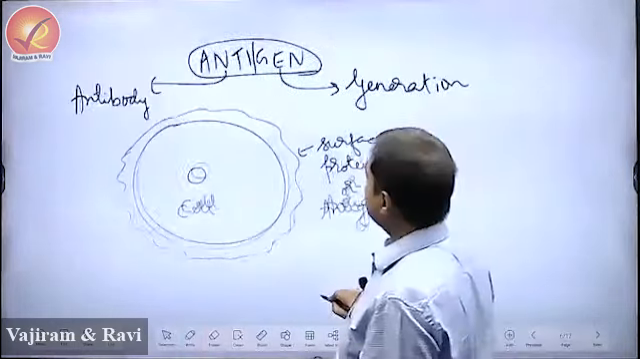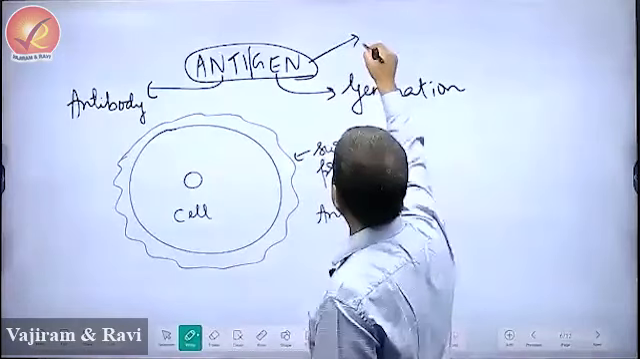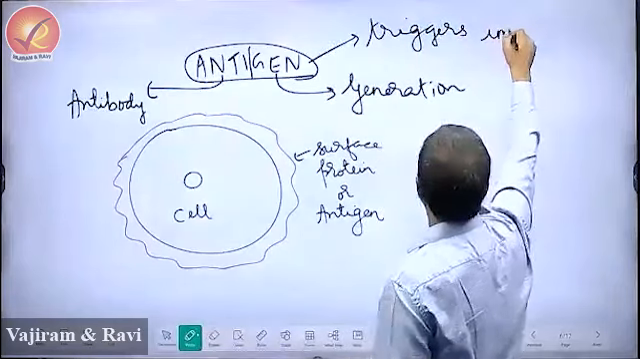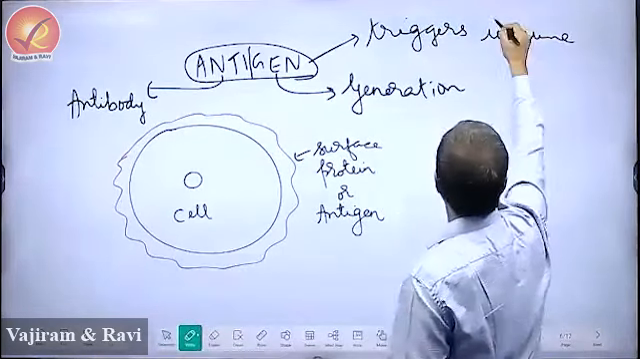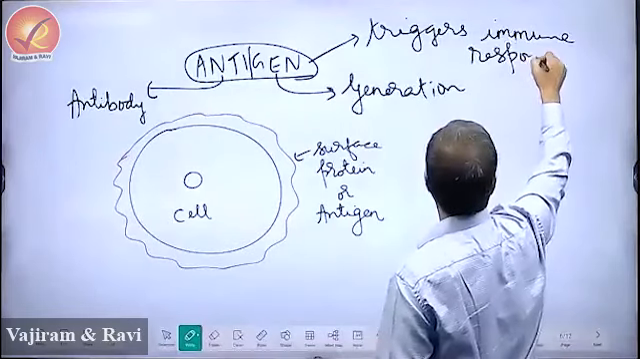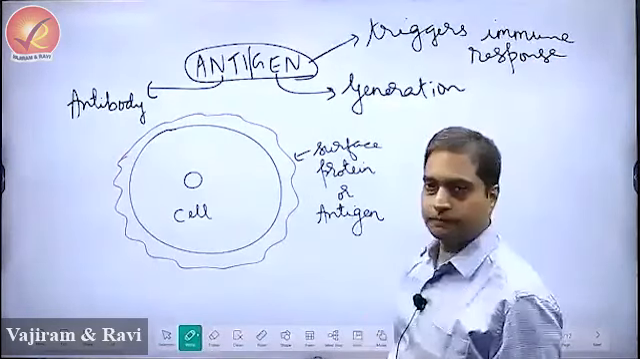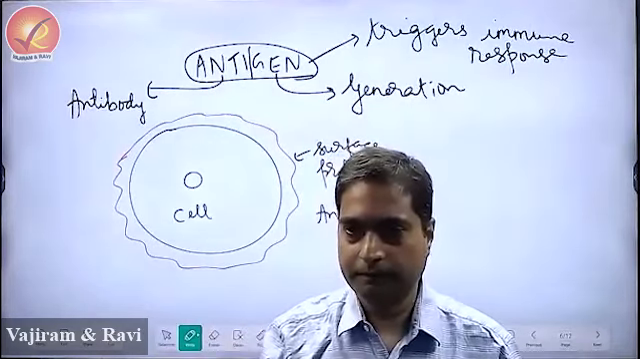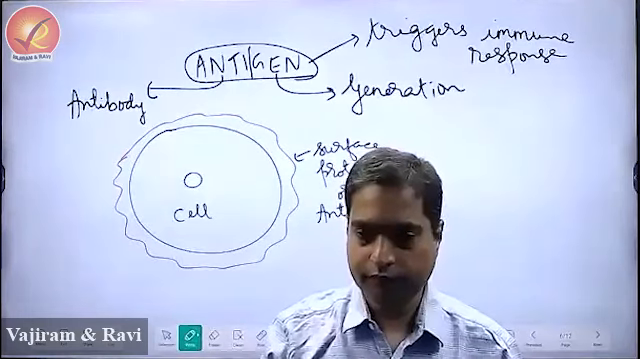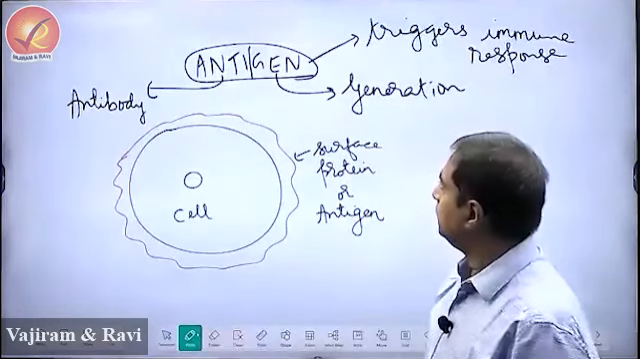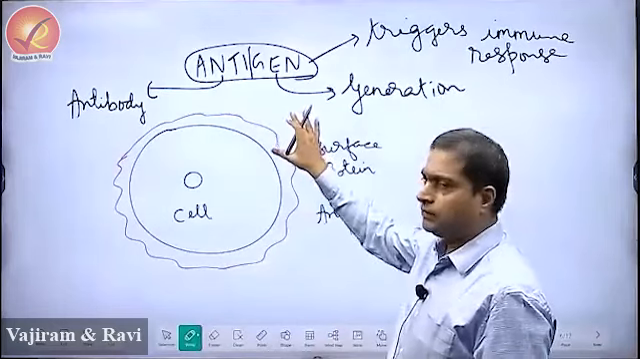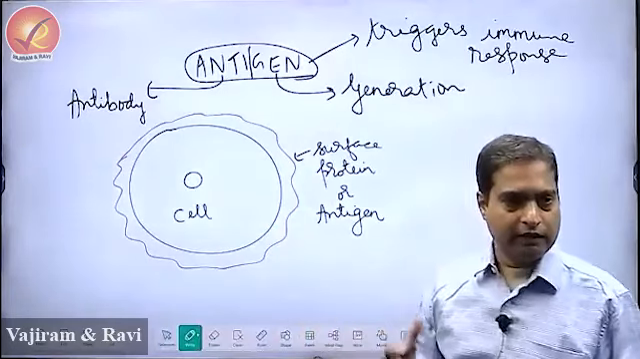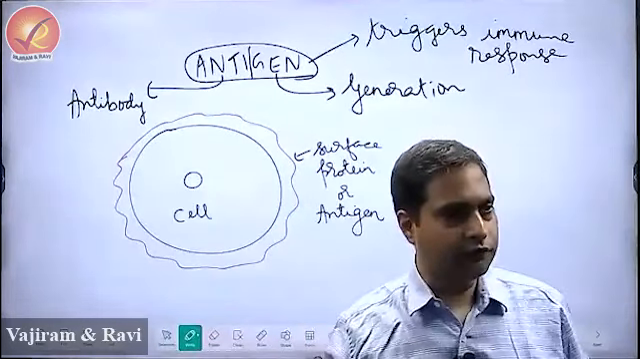Now antigen triggers immune response. Antigen is something that can trigger what? Immune response. Or antigen is a substance that can trigger generation of antibody, isn't it? Antigen is a substance that can trigger generation of antibody.